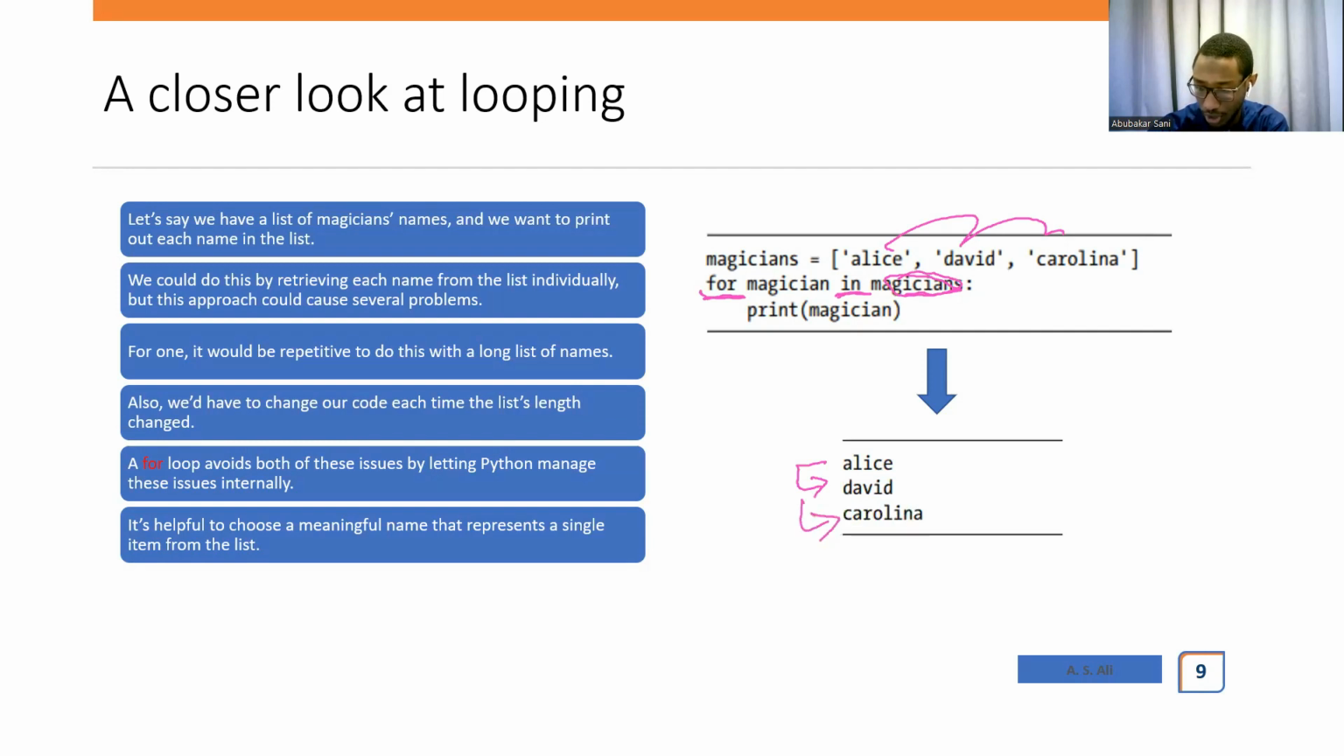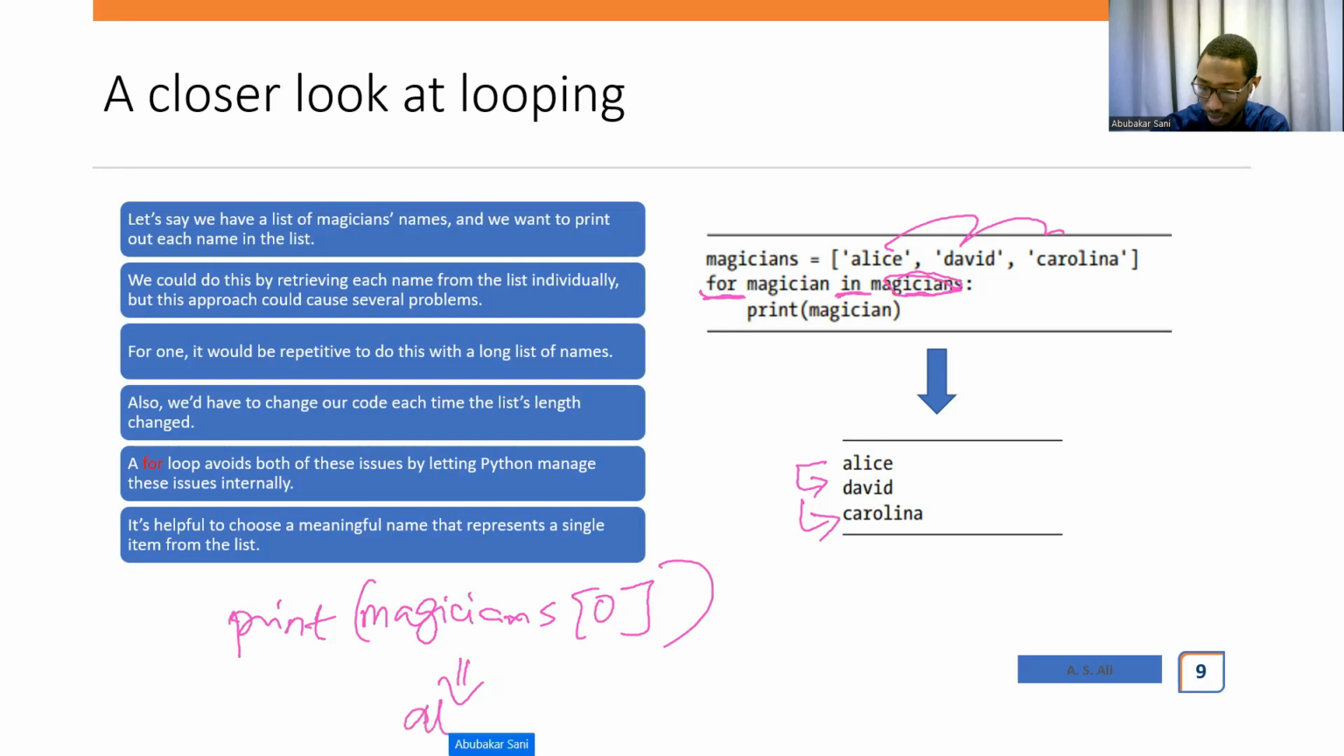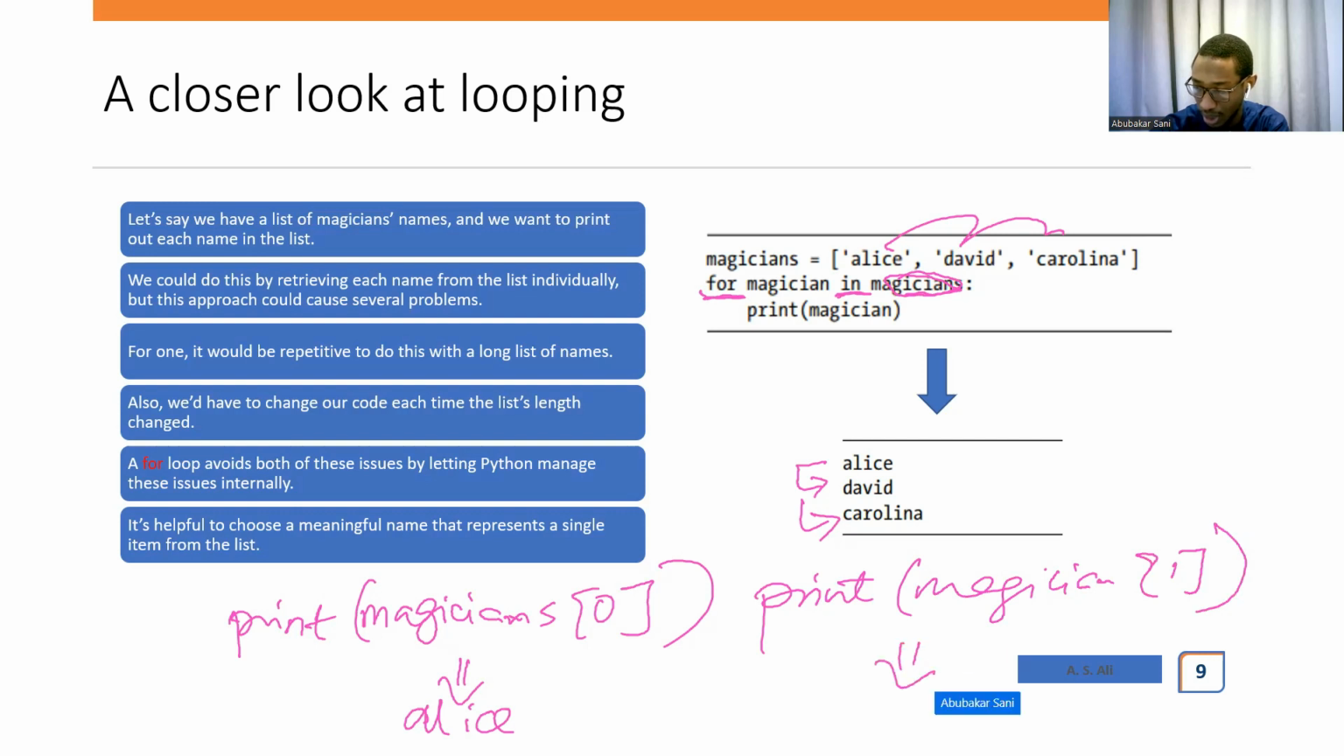Remember, in our previous session, what did we say? We said if we have magicians, like we had there, and I want to get the first magician, I will have to put something like this. If I want to print Alice, for example, I will have to do magicians[0], where 0 is the index, and this is going to print Alice for me. If I want to do David, I will have to write it again. Print magicians at index 1, and this is going to print David for me.